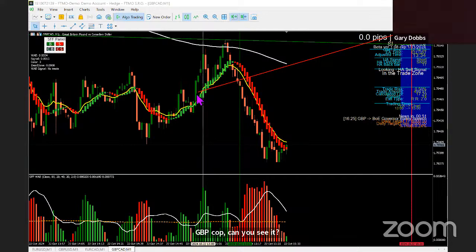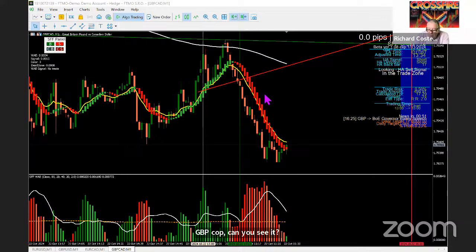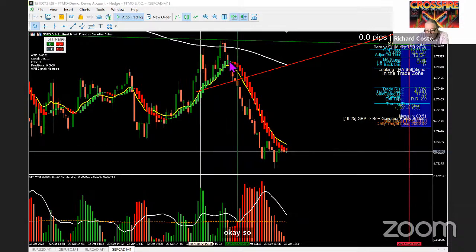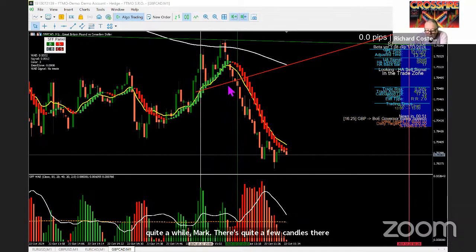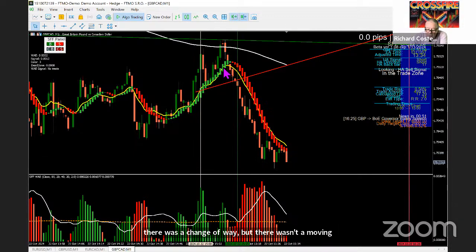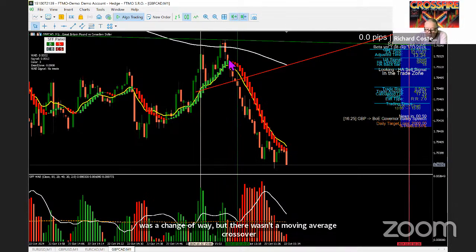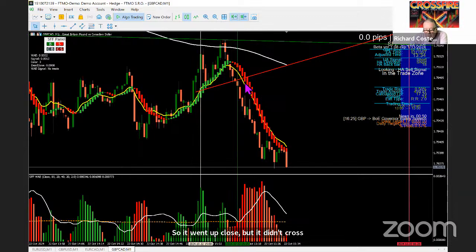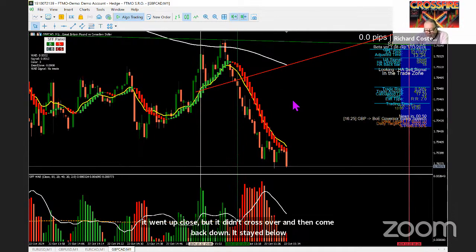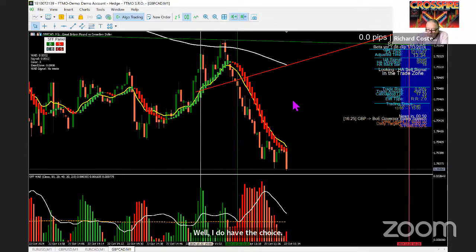Yeah, got that. Okay. So quite a while back, there's quite a few candles there, but there was a change of wave, but there wasn't a moving average crossover. So it went up close to it, but it didn't cross over and then come back down. It stayed below. So I do have the choice of overriding that moving average crossover.